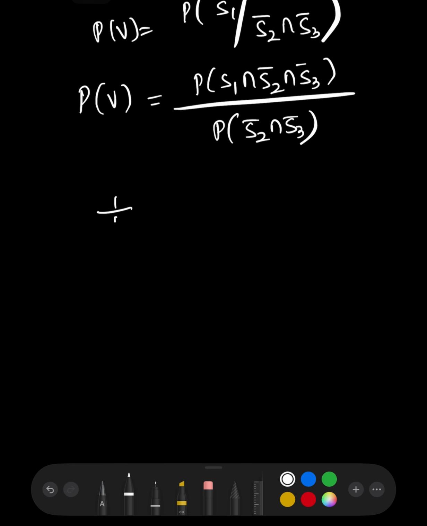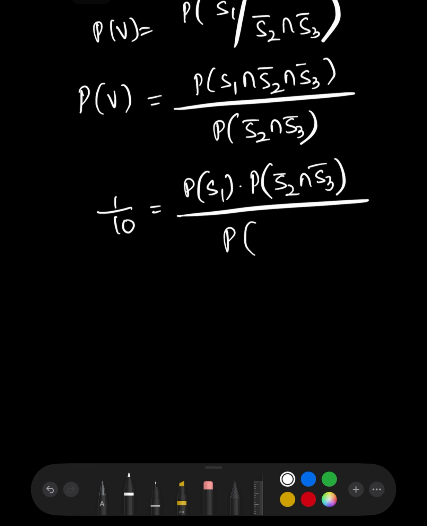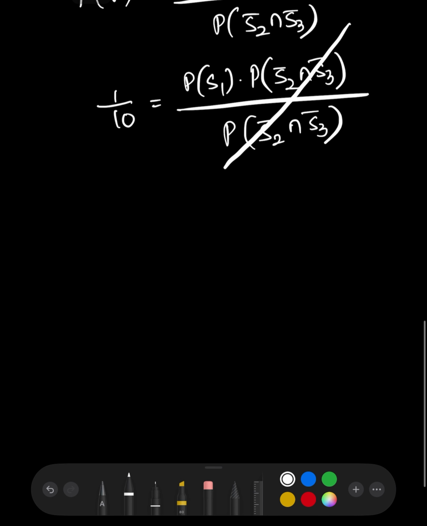So 1 by 10 equals P of S1 into P of S2 bar intersection S3 bar, since they are independent events, divided by P of S2 bar intersection S3 bar. So these two will get cancelled. So P of S1 equals 1 by 10, which is nothing but x equals 1 by 10.